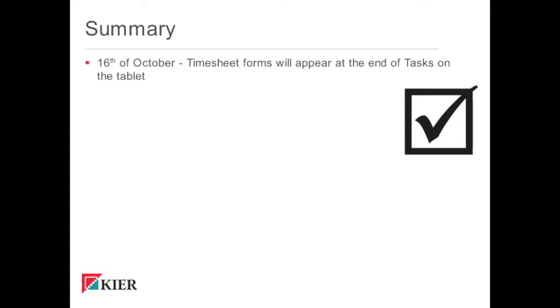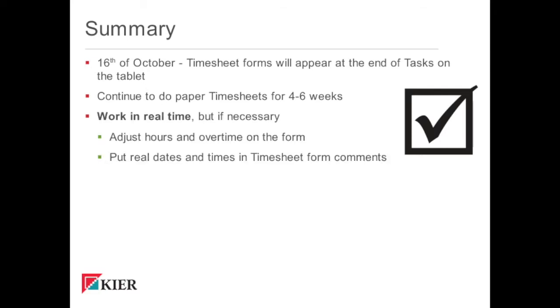Here are the key points again. We'll be starting a trial period from the 16th of October. This will mean continuing to use the paper timesheets alongside the new paperless system. Once the team and the admin team have got the process working smoothly, we'll be able to phase out the manual timesheets altogether. We think that'll take about 4 to 6 weeks.